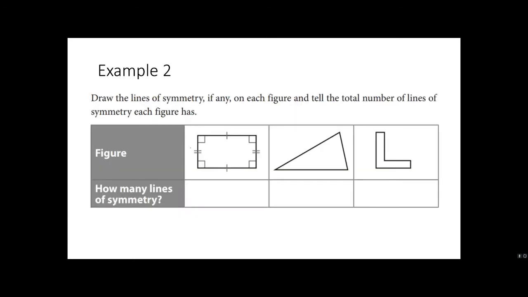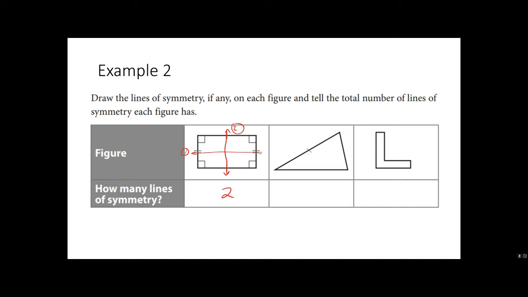All right, let's see some more examples. We're going to draw lines of symmetry, and we're going to determine the number of lines of symmetry each figure has. If I was to fold this rectangle here, that would be one line of symmetry. If I was to fold here, that would be a second line of symmetry. So it looks like we only have two there. You could try any others and see if you can find more. If not, well, okay, but at least you tried.